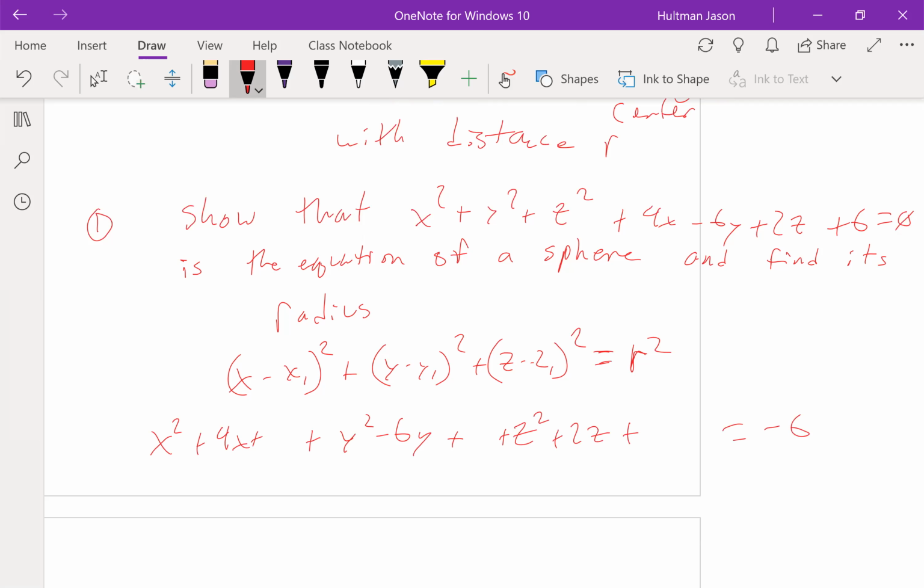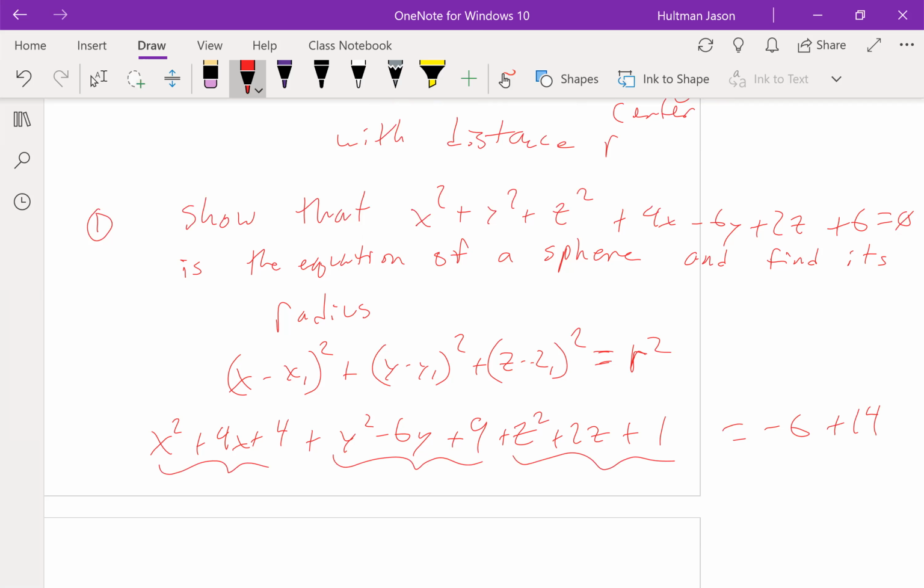Okay. So let's take half of 4. Half of 4 is 2, and let's square that. That's going to be 4. Let's take half of 6 and square it. Half of 6 is 3. 3 squared is 9. So we're going to get a 9 there. And then half of 2 is 1. 1 squared is 1. So 1 plus 9 plus 4, that's 14. So we would have added 14 to one side and 14 to the other. And so now we can factor these.